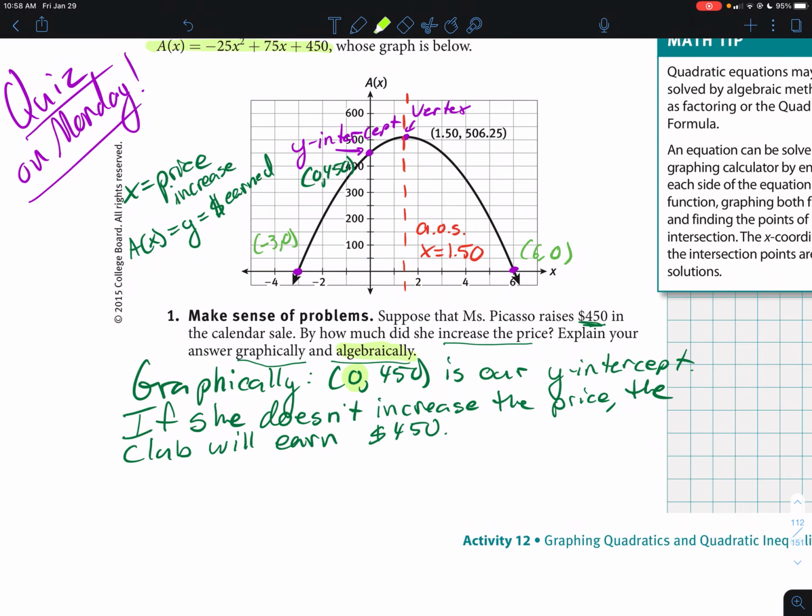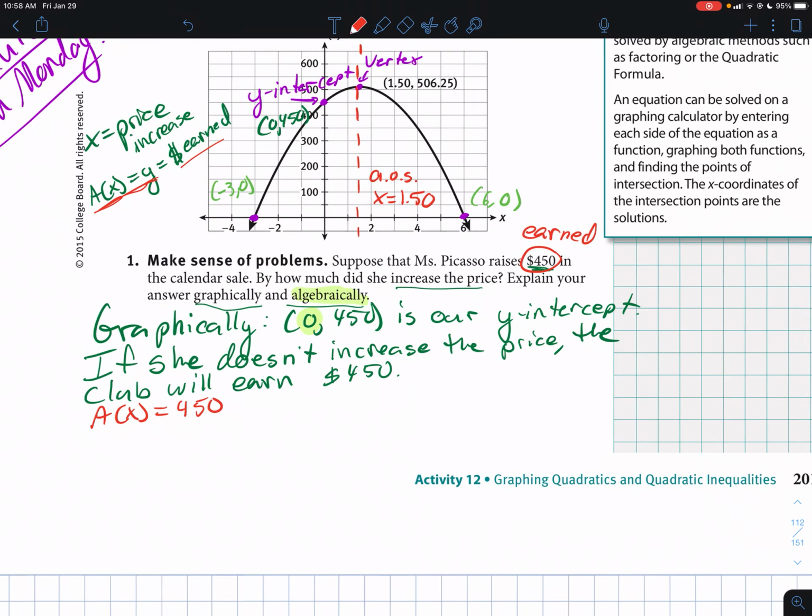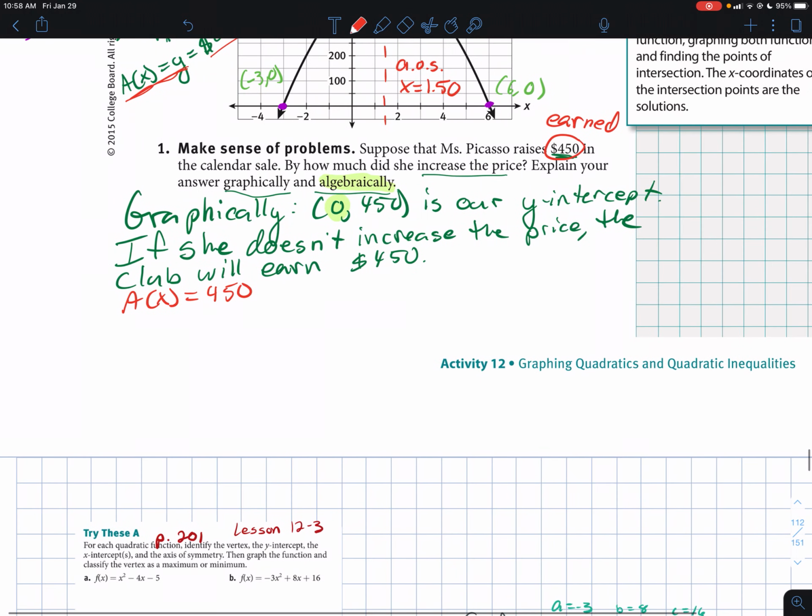The next bit here is about algebraically. Here's how we'll figure this out. Okay, they gave us the price earned. They raised $450, okay? And remember that A of x is the same thing as y, which represents the money earned. So we can take our equation that was up here, and basically it's saying that A of x equals 450. So we're going to set the equation equal to 450. So it's going to be 450 equals, and then rewrite the equation.